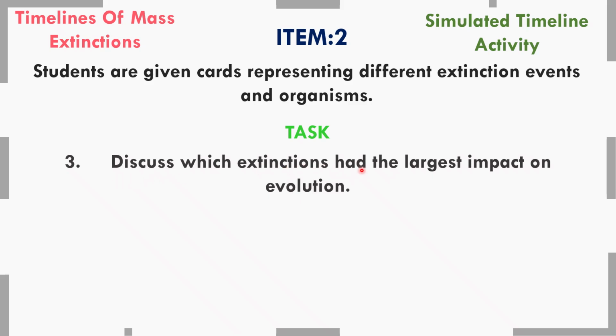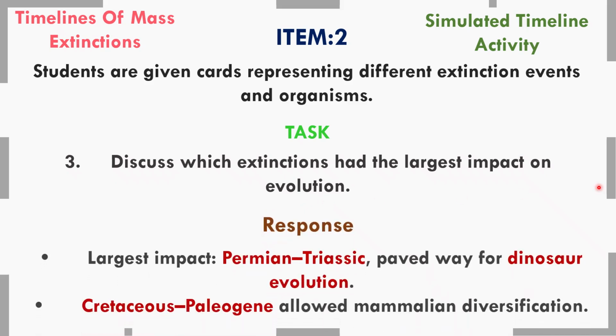Discuss which extinction had the largest impact on evolution. The largest impact was the Permian-Triassic extinction. This paved the way for dinosaur evolution. And Cretaceous-Paleogene, which allowed mammalian diversification.